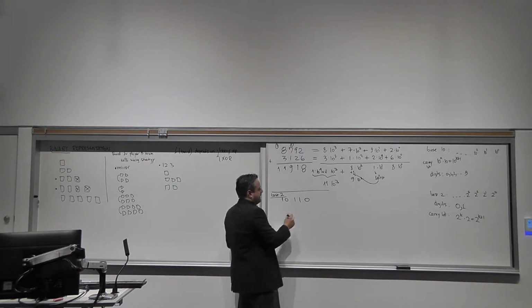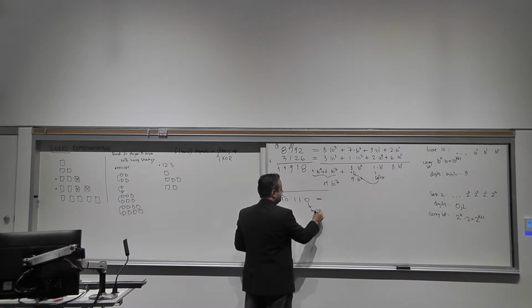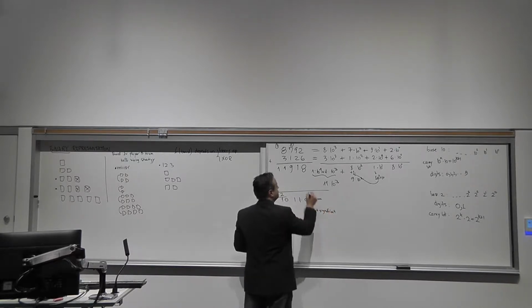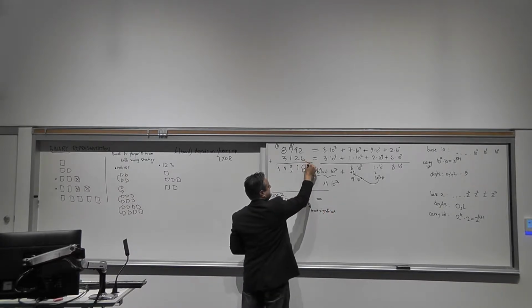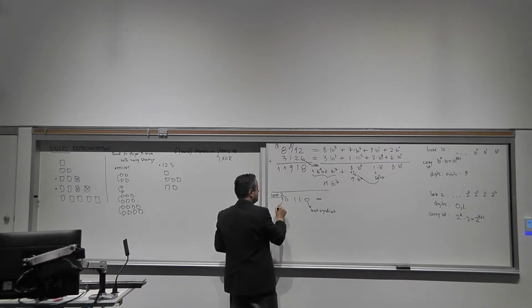So as a representation, how would this work? By the way, this one here is the least significant. Just like in here, this is the least significant. Let's just say least significant bit or digit. And this is most significant.